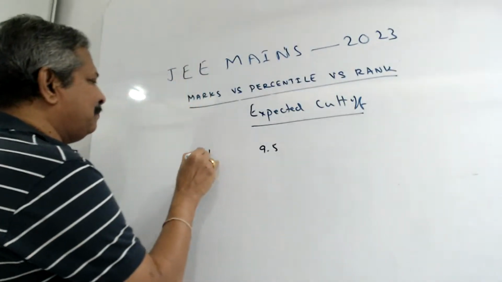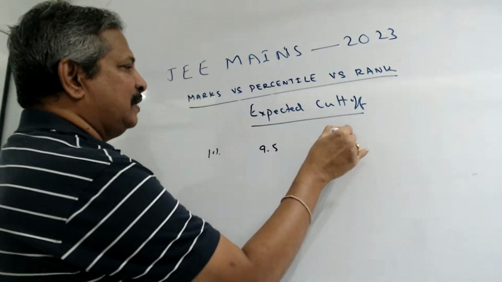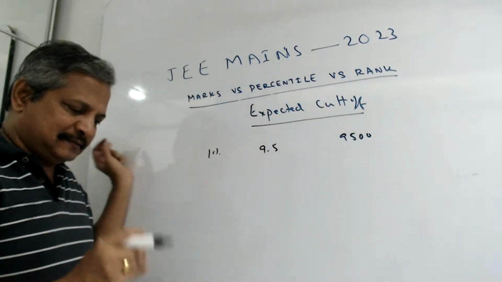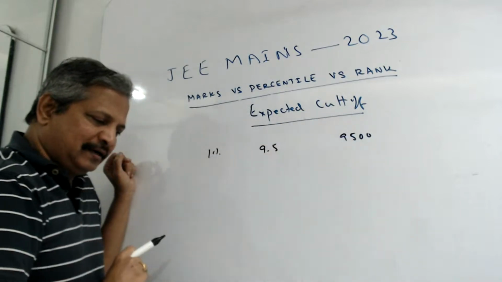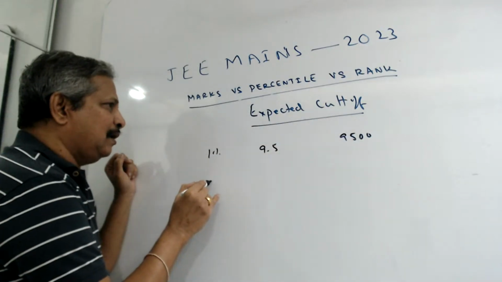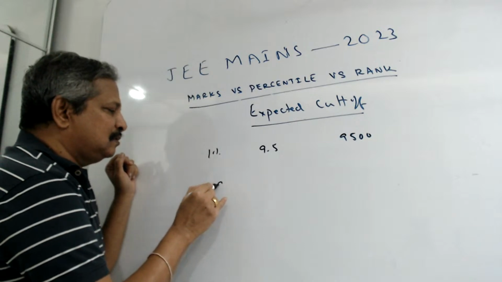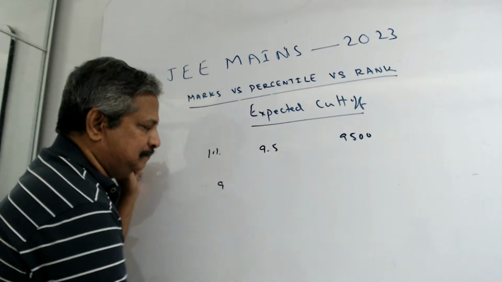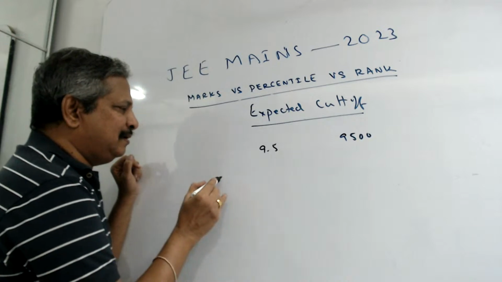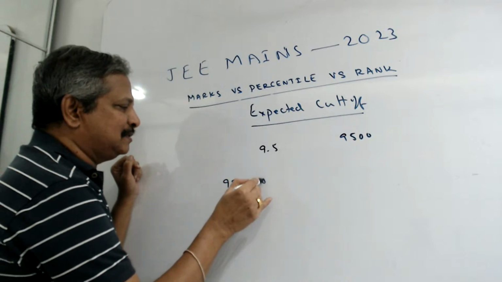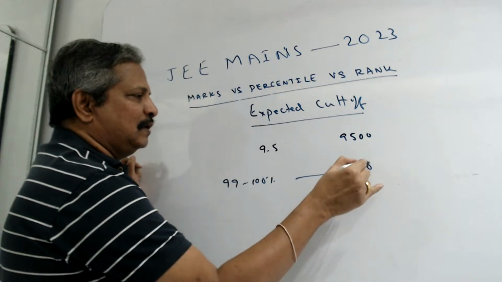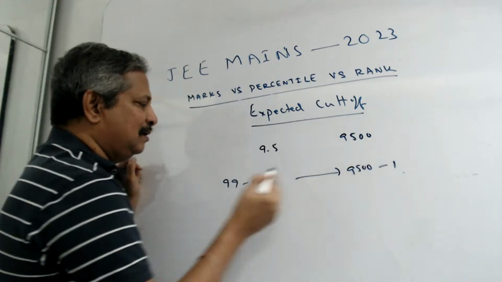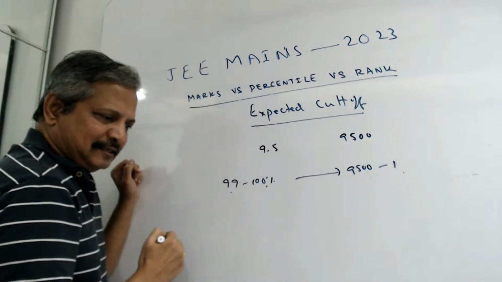Then each one percentile will be 9,500 rank. The meaning is each one percentile is 9,500 rank. If you take, for example, 99 percentile to 100 percentile, the rank will be 9,500 to 1. Means 100 percentile, 1 rank; 99 percentile, 9,500 rank.